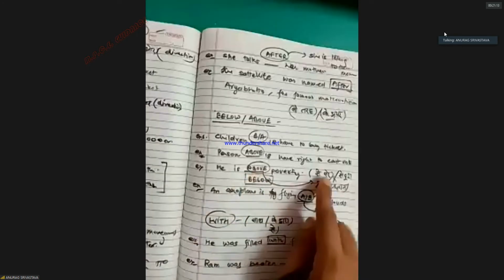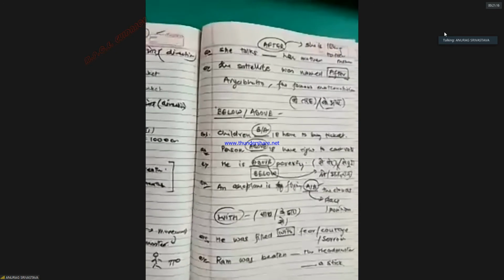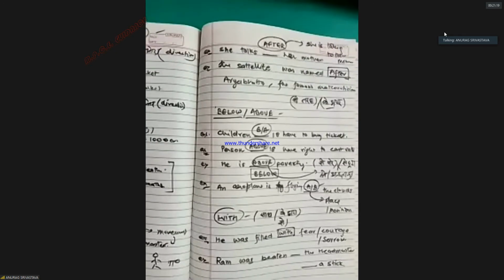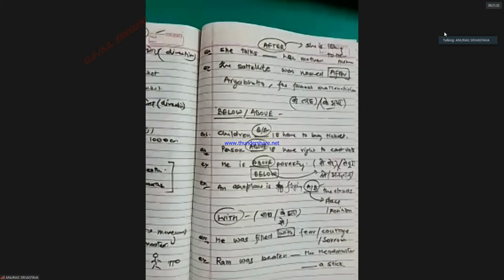But I was telling that if we place here above, it can give you the sense of above poverty level, but this above will also give the sense of not being familiar with this. So if we have the sentence he is above poverty, it will give the sense of not familiar with poverty. He differs from poverty in this way. But you can also fill below. Now move to the last example: Ram was beaten, filler the headmaster, filler the stick.